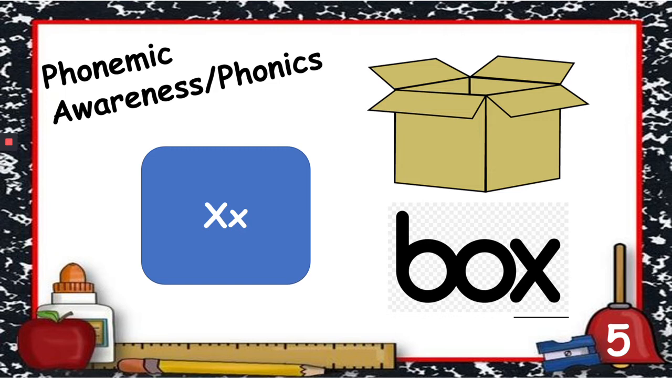Here is a picture of a box, and this is the word box. The letter B stands for the sound B, and the letter O stands for the sound ah. The letter X stands for the end sound X in box. Let's blend this word together. B, ah, X. Again. B, ah, X. Our letter X is at the end of the word.